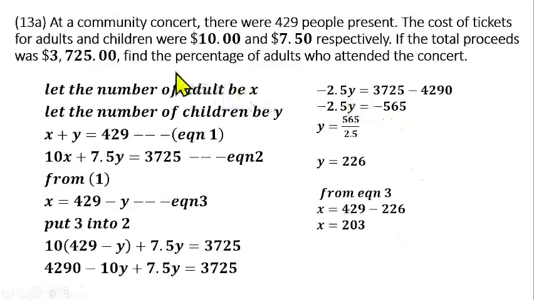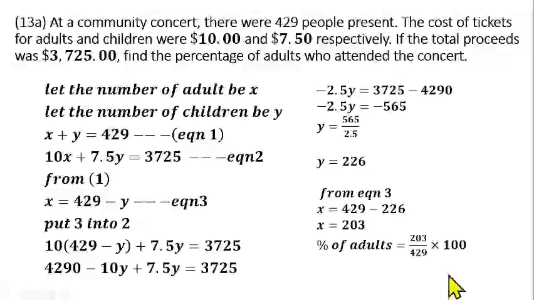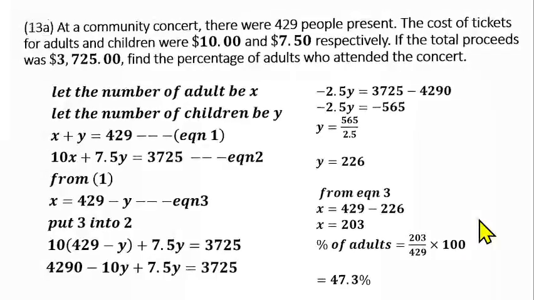So the question asks us to find the percentage of the adults who attended the concert. So the percentage of the adults will be 203, which is the number of adults, over the total number of people there, which is 429, multiplied by 100. So that should give us 47.3%. So that's question number 13A.